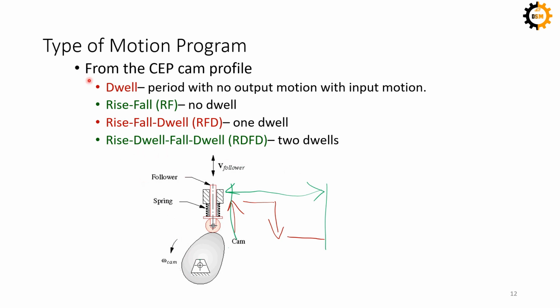Okay, so based on the CEP motion program, the cam profile can have these types of motions. Either it will be complete dwell, or there will be rise fall, or there will be rise fall dwell, or there will be rise dwell fall dwell. So depending on our design requirements, we decide which type of CEP profile we have to use.